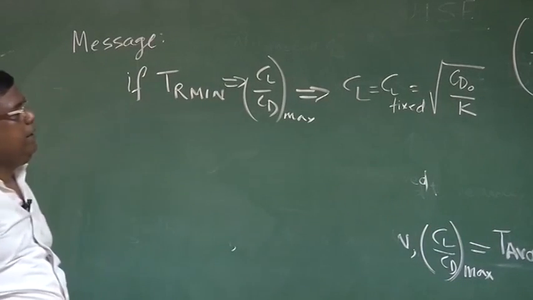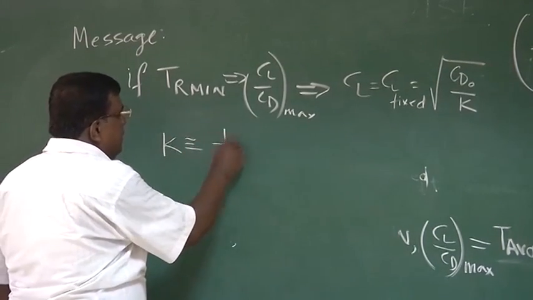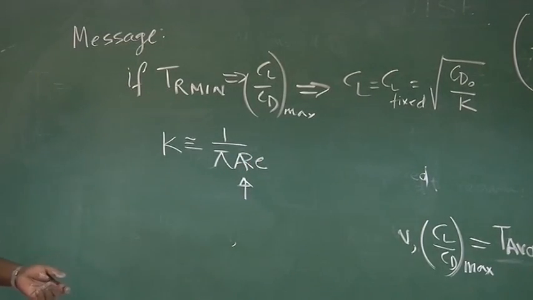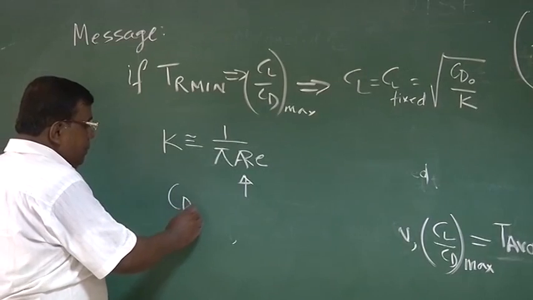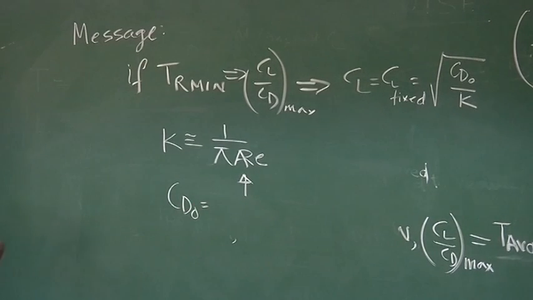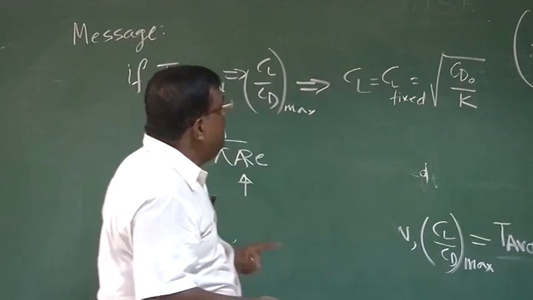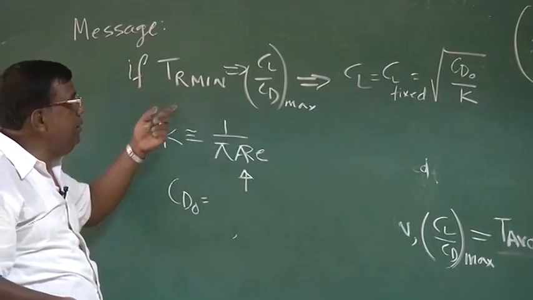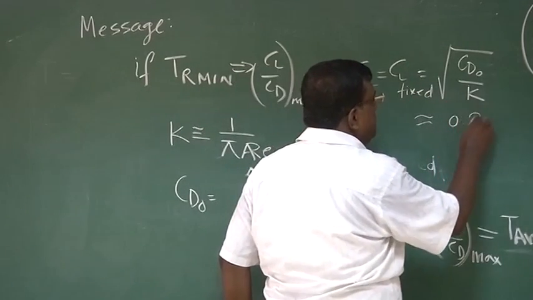So for a different airplane, this value will be different, because you know the K is 1 by pi aspect ratio E. So depending upon aspect ratio, depending upon the wing layout, value of E will change, aspect ratio will change, then CD naught also will change depending upon what is the geometric contour, what are the protrusions, what are the profile of the wing. So for a different airplane, this value CL fixed will change. However, if you want to fly at thrust required minimum, where your engine will be giving minimum thrust, which I call thrust available, I need to fly at a fixed CL, which is CD naught by K. Let's say this value is around 0.2.